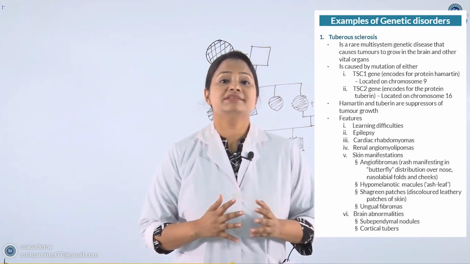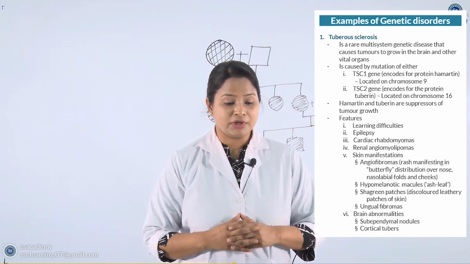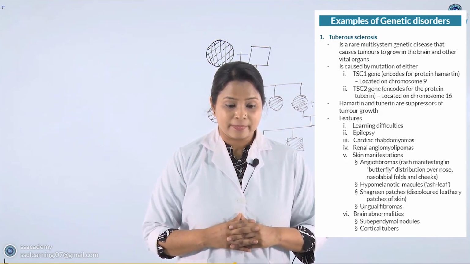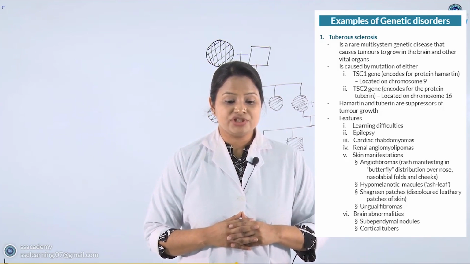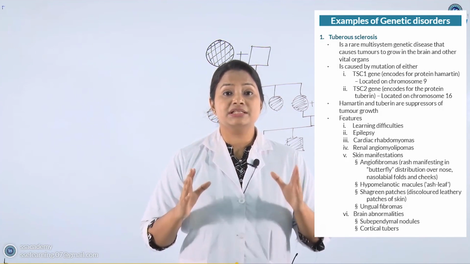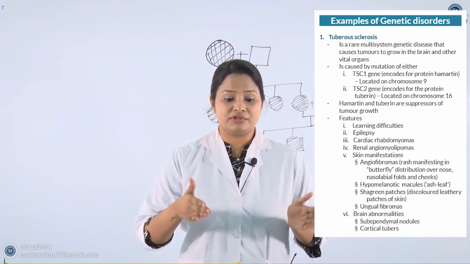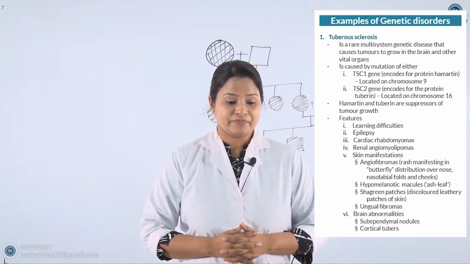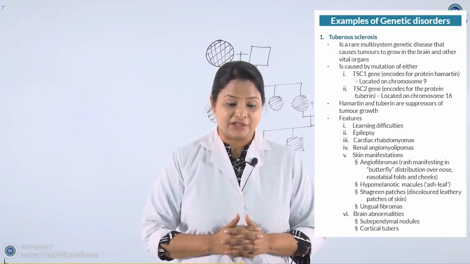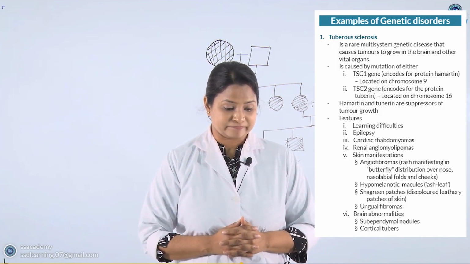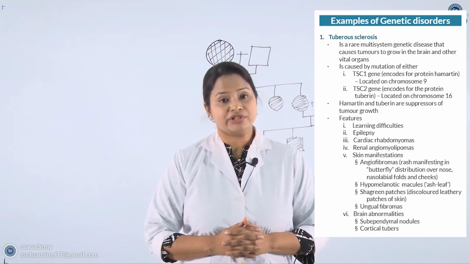And which gene is involved here? Circle the word: the TSC1 gene, tuberous sclerosis gene 1, is located on chromosome 9. Circle it, chromosome 9. The TSC2 gene is located on chromosome 16. TSC1 gene, chromosome 9; TSC2 gene, chromosome 16. Circle it. Features are learning difficulties, epilepsy, cardiac rhabdomyomas, renal angiomyolipomas, skin manifestations, and some brain abnormalities, that is, cortical tumors.